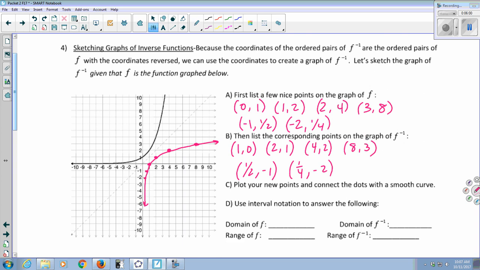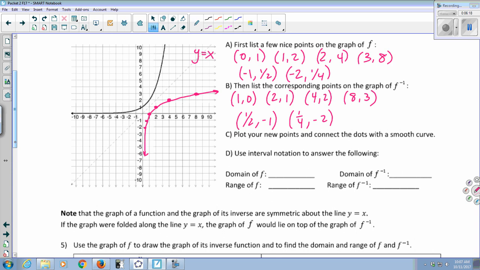And you see that my pink curve that I just drew is the reflection of the original curve over this line that's dashed here, which is the line y = x. So it's a mirror reflection over the line y = x. All right, let's look at the domain and range of f and f inverse.